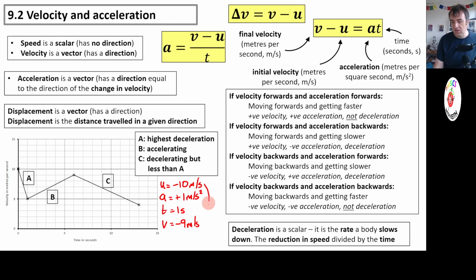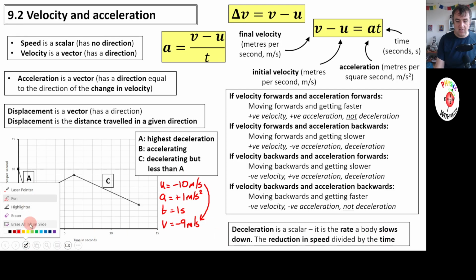And now look, the speed has reduced. We were going at 10 meters per second backwards. We're now going 9 meters per second backwards 1 second later. So that is a positive acceleration causing me to slow down. And if we slow down, then we are decelerating. So that is a deceleration with a positive acceleration.